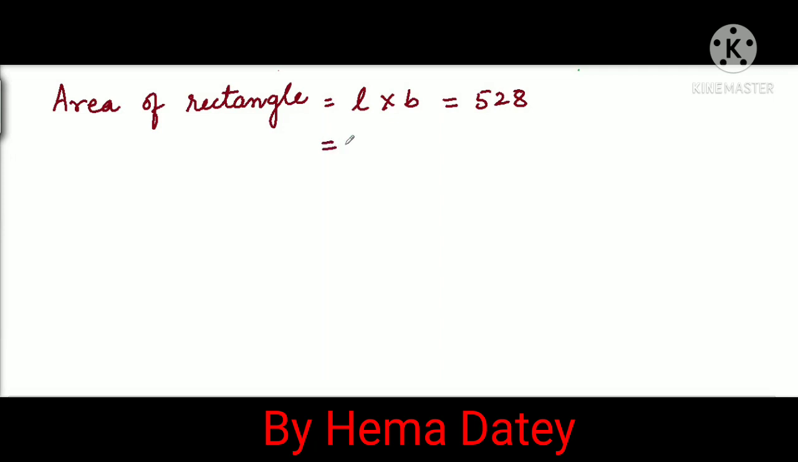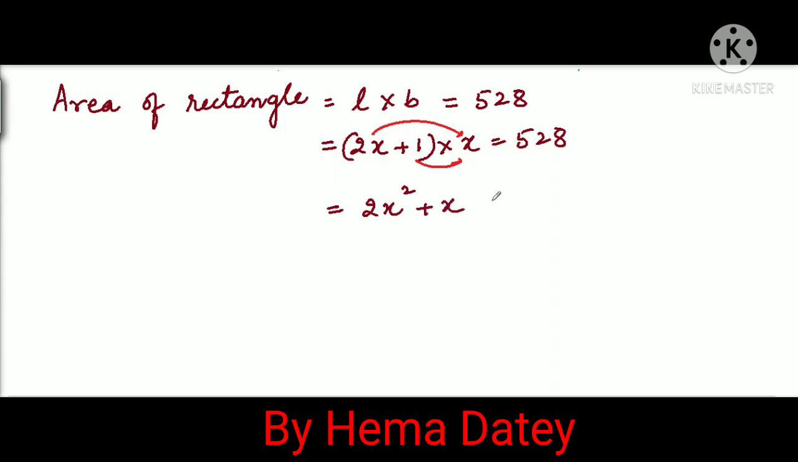Now let's see the first sentence of the question. It says that the area of a rectangular plot is 528 square meters. So length multiplied by width is equal to 528. Length is 2x plus 1 multiplied by width x is equal to 528.